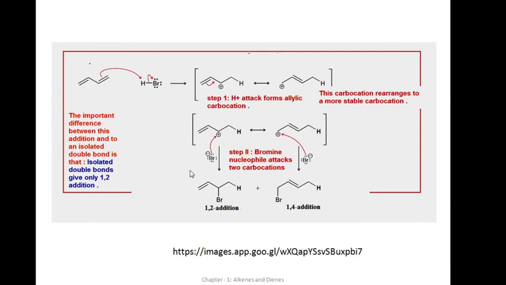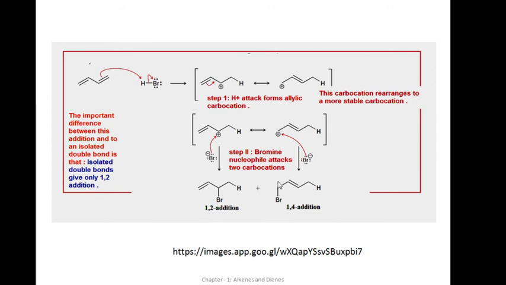Let us name this now. See here, 1, 2, 3, 4. This is a butane, but 1 has a double bond and 3 has bromine. So it is 3-bromobut-1-ene.